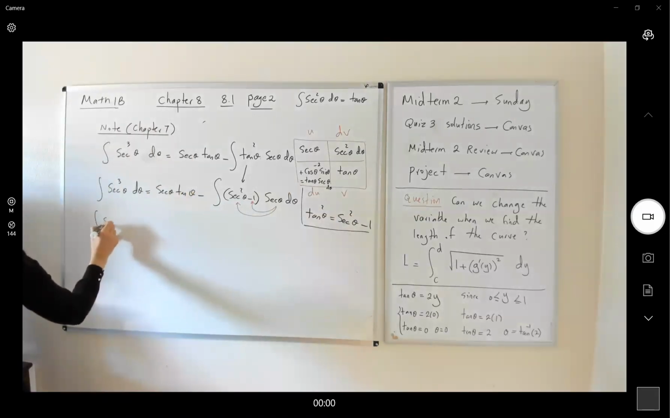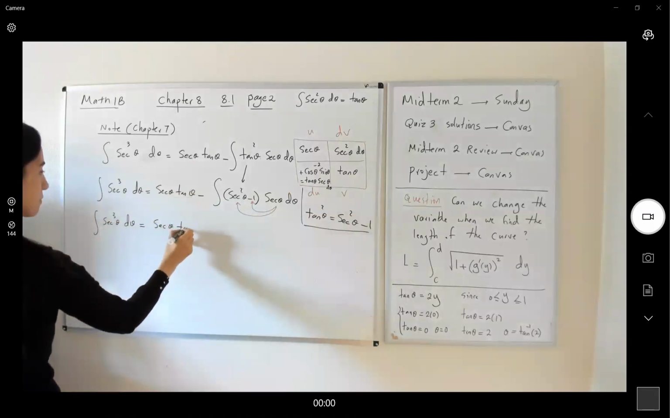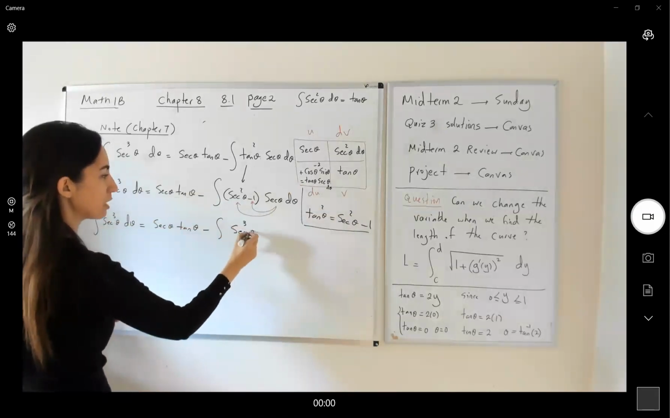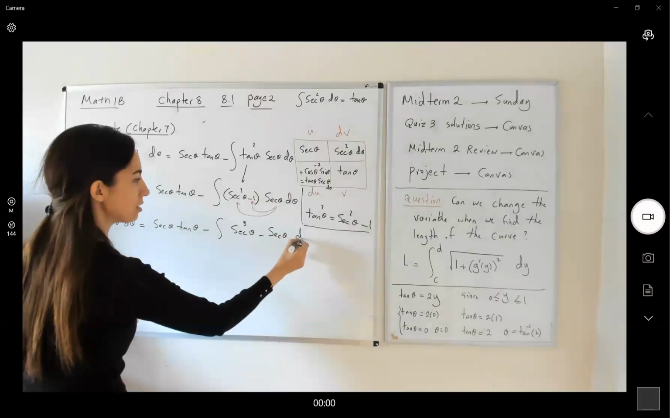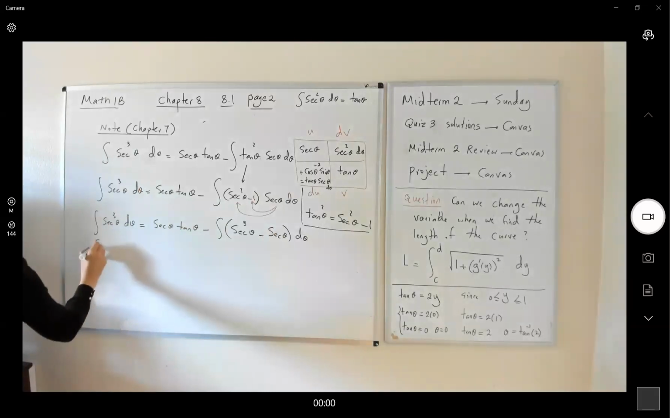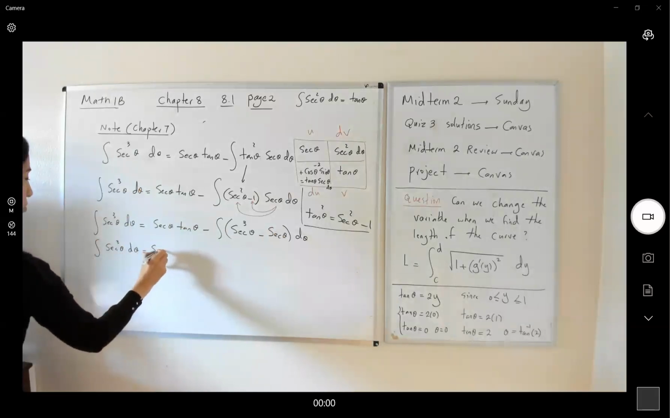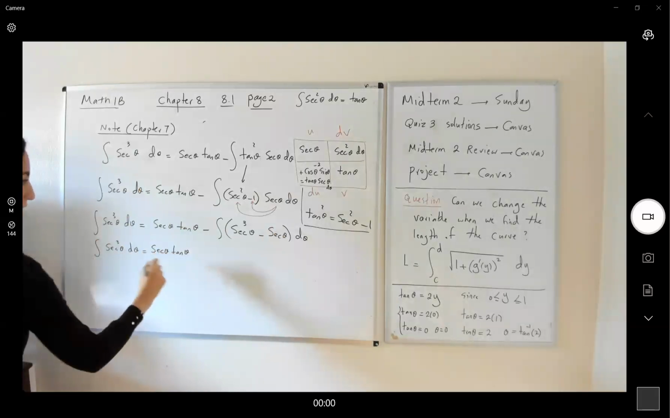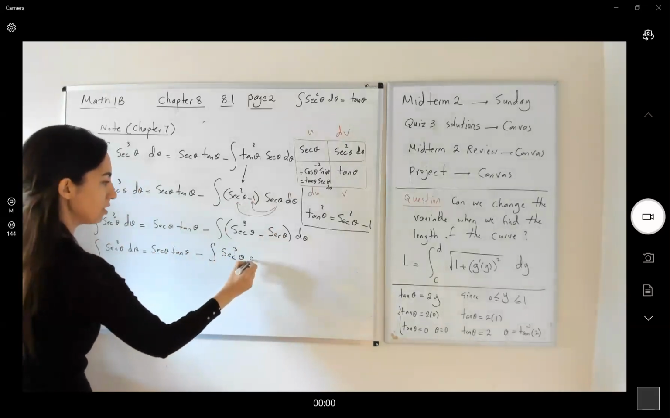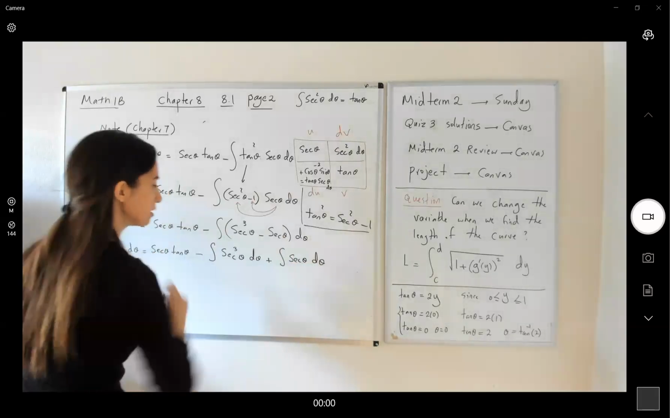Very well. The integral of secant cube theta d theta is secant theta tangent theta minus the integral of secant cube theta minus secant theta d theta. Very well. I have the integral of secant to the third of theta d theta equals secant theta tangent theta minus the integral of secant cube theta d theta plus integral of secant theta d theta.